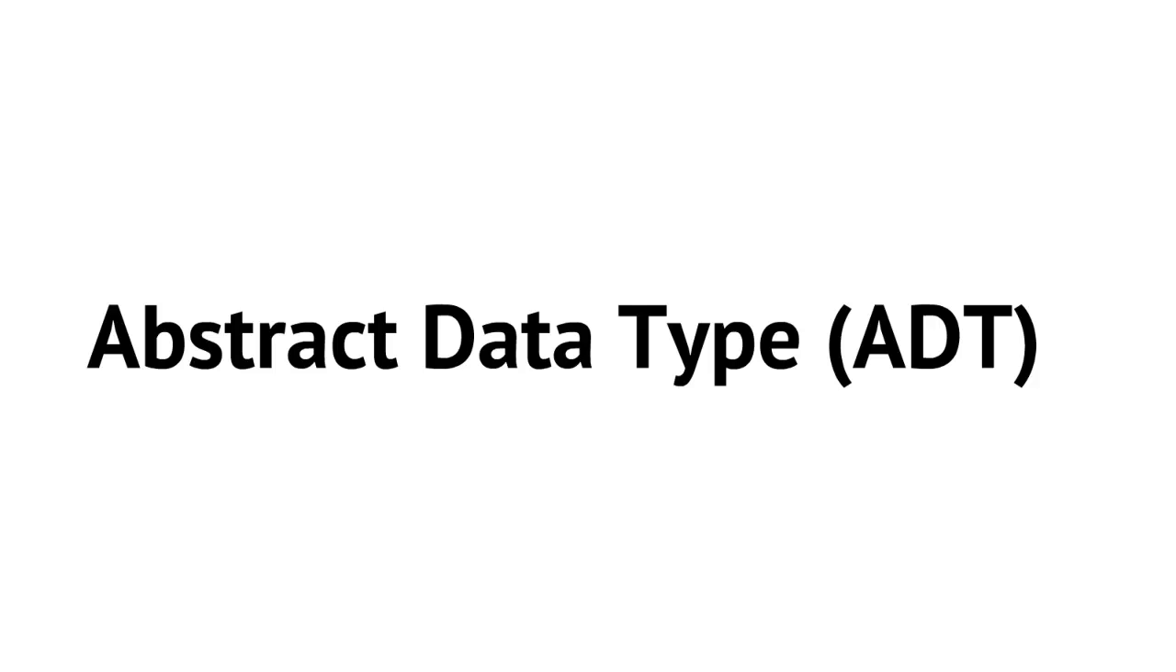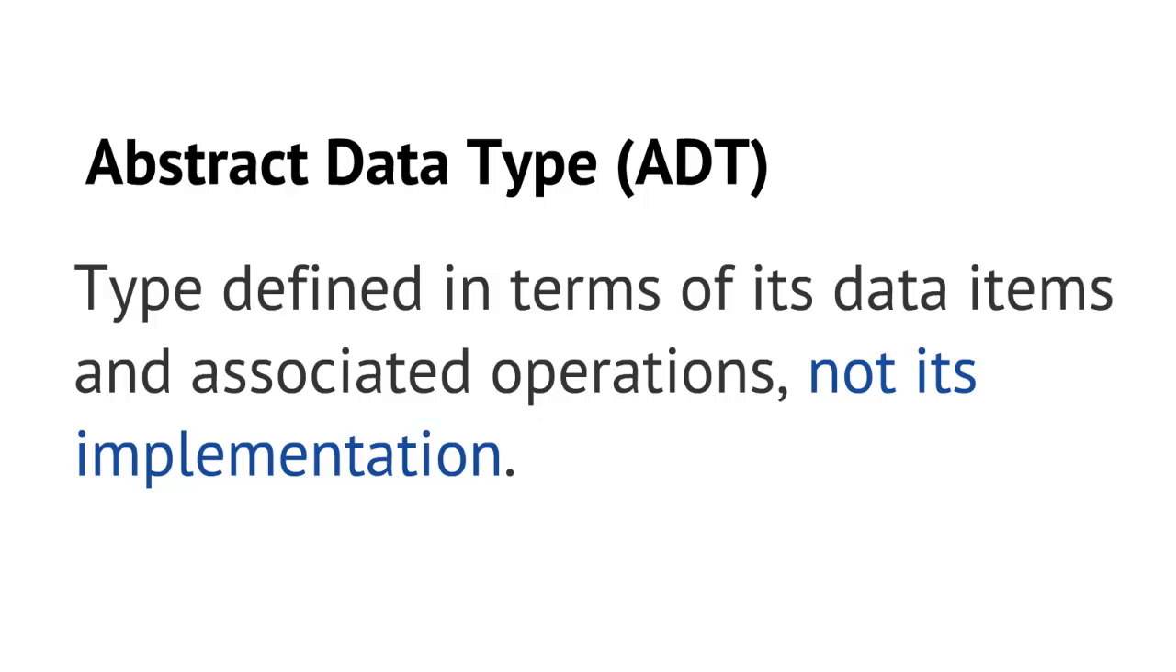In this video, we're going to look at this concept of an abstract data type. So the abstract data type is just a type that's defined in terms of its data items and its associated operations, but it says nothing about the actual implementation details.